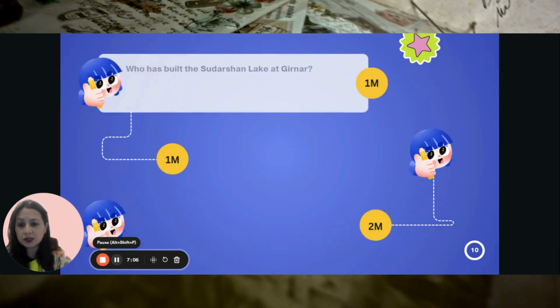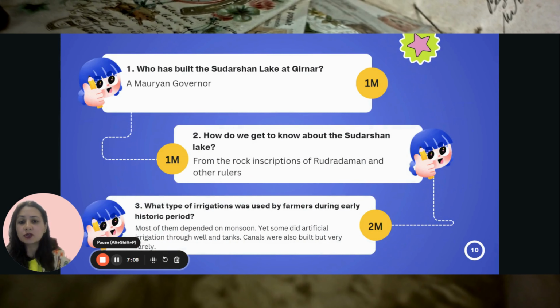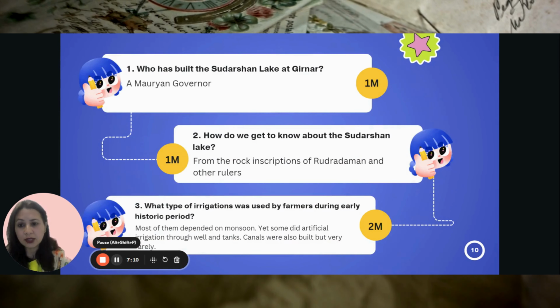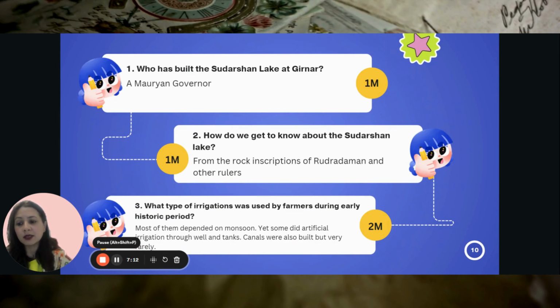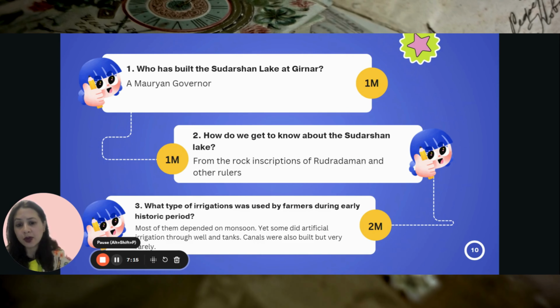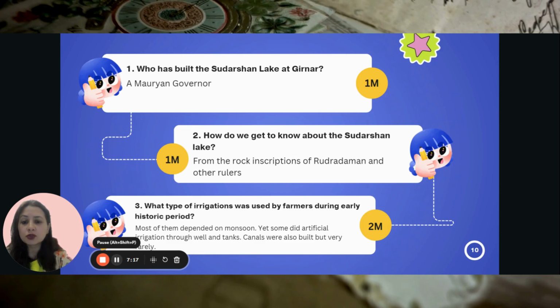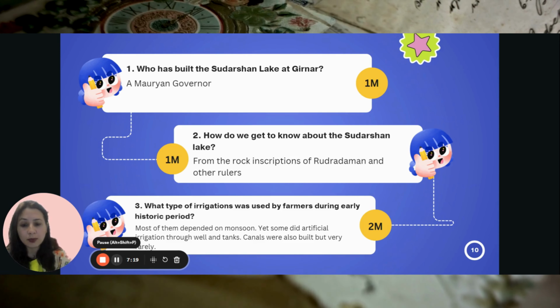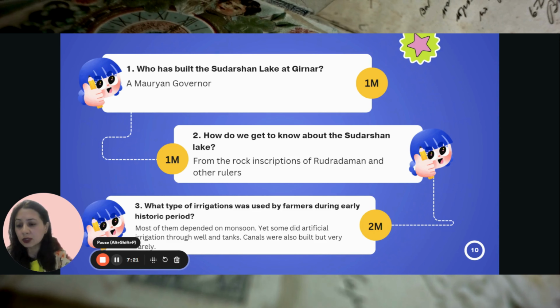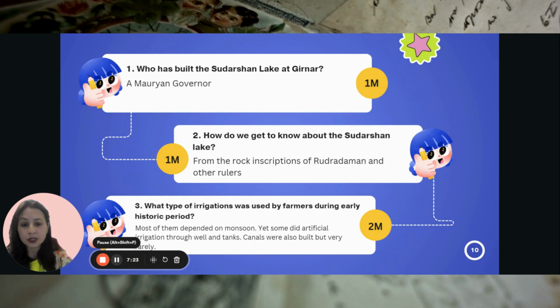Coming on to the questions. Who has built the Sudarshan Lake at Girnar? So that was the Mauryan governor, and the name is Pushyagupta Vaishya. How do we get to know about the Sudarshan Lake? So we come to know about it through the rock inscription of Rudradaman and other rulers, which is in Girnar.